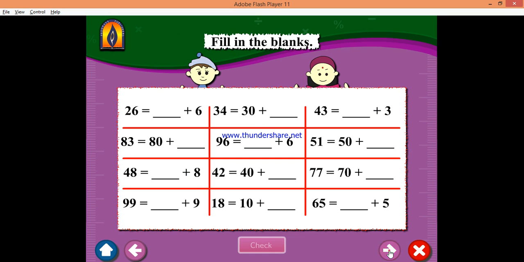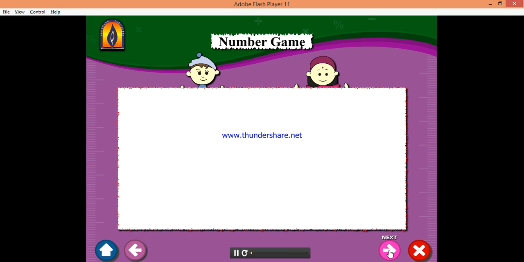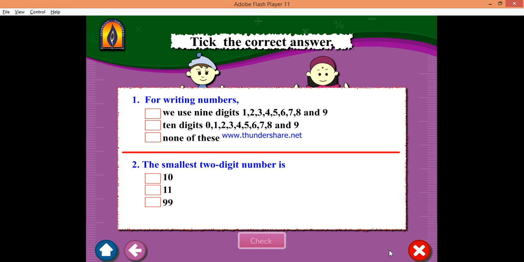Right. Number game. Check the correct answer.